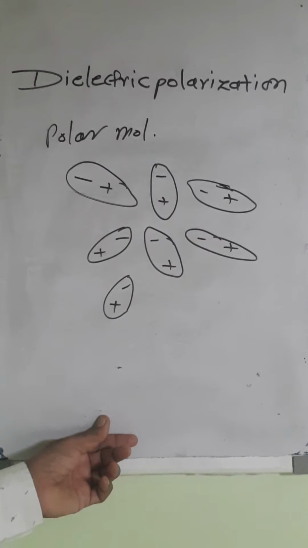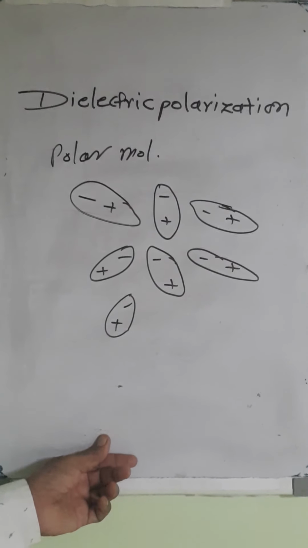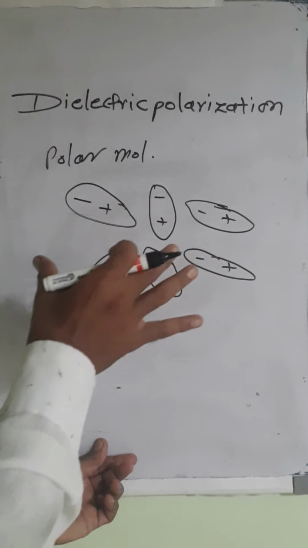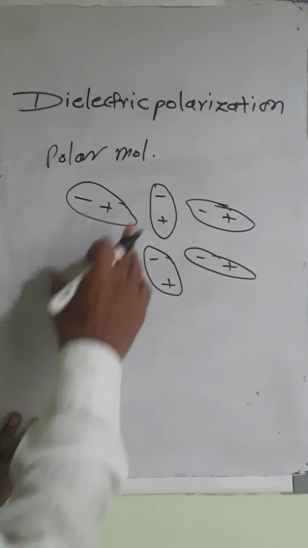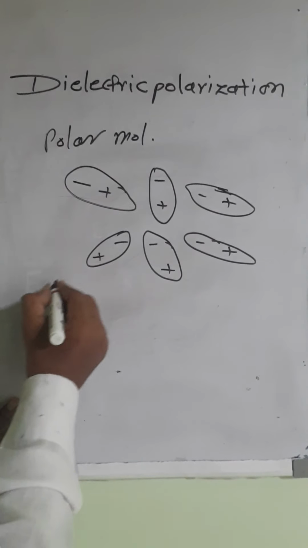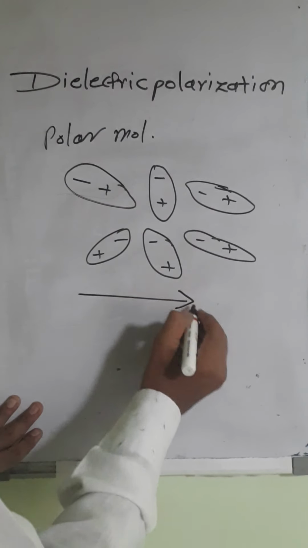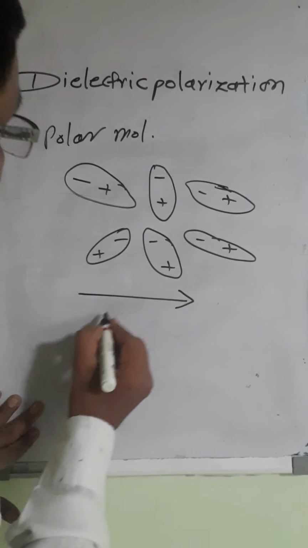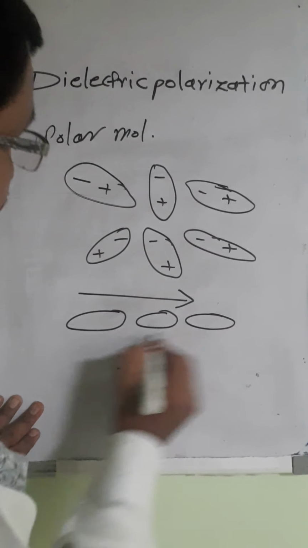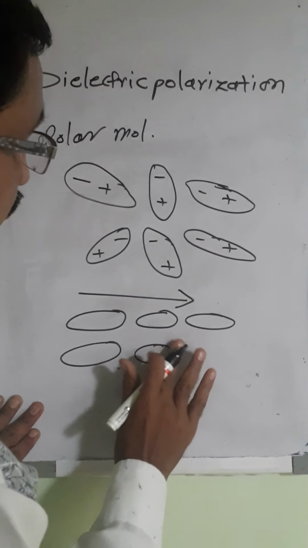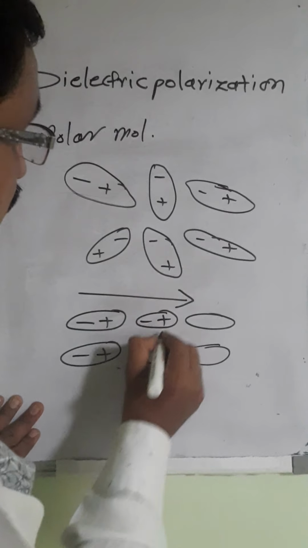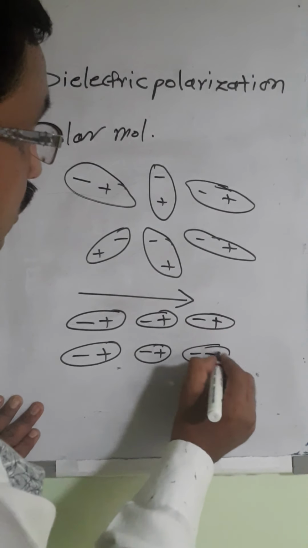So what will happen here? Whenever the external electric field is applied, these get aligned in the proper manner. So what change occurs here? Suppose here 1 2 3, 1 2 3. Then if we apply the electric field in this direction, these get aligned, and they are aligned in this way. That means here negative, positive, negative, positive, negative, positive, and so on.